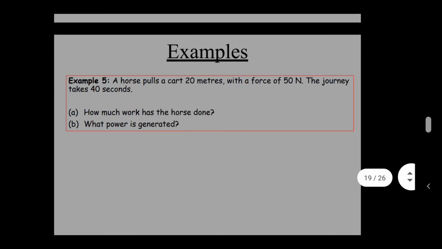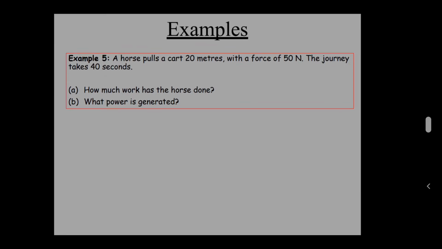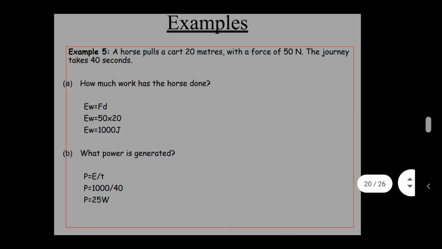Alright, so this is an example. A horse pulls a cart 20 metres with a force of 50 newtons. The journey takes 40 seconds. First of all, how much work is done, and then second of all, what power is generated. So again, first one's nice and easy. It's just EW equals FD because there's a force and there's a distance. So 50 times 20 is 1,000 joules.